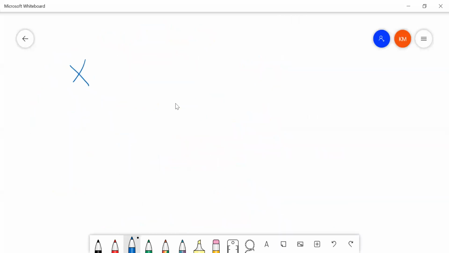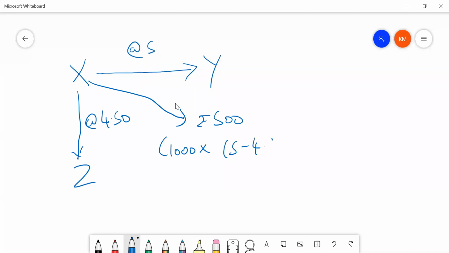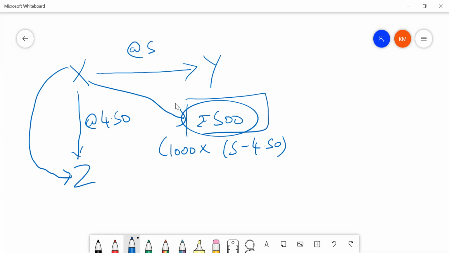See guys, X, Y, and Z. Now X wants to sell the water bottles to Y at rupees 5, which is fixed, and for this he is buying from Z at rupees 4.5. Now what is the profit X is going to make on the transaction? Rupees 500, which is nothing but 1000 bottles into 5 minus 4.5. This 500 profit, X has clearly intimated to Z, and Z has failed to perform. Therefore, X can claim from Z only the amount of profit he is going to lose from this contract. This is the first part.